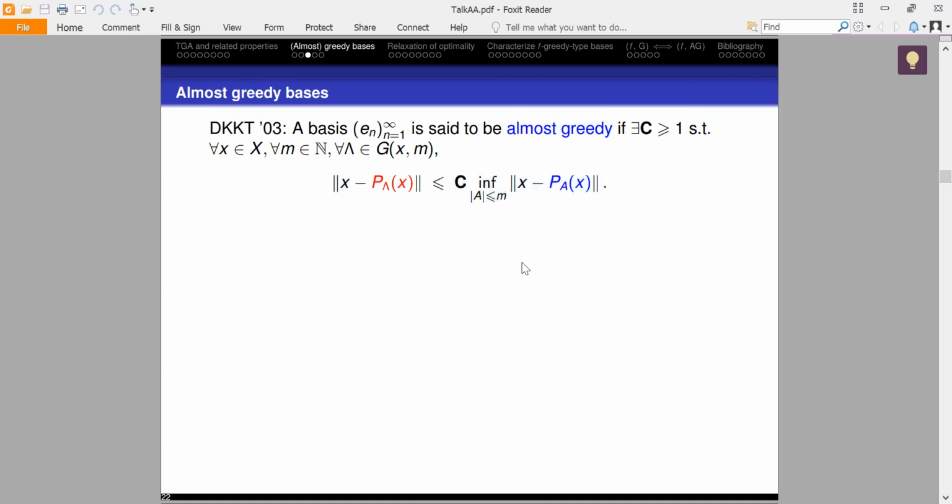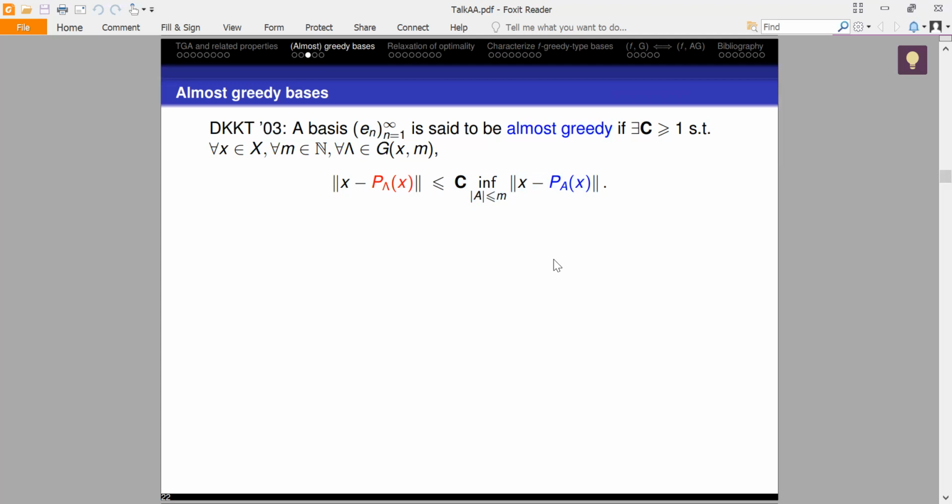This inequality, instead of looking at all the linear combinations, you now only look at the projection onto the set A. Of course, if you look only at the projection, then this condition is weaker than the condition for being greedy. That's why we call it almost greedy basis.